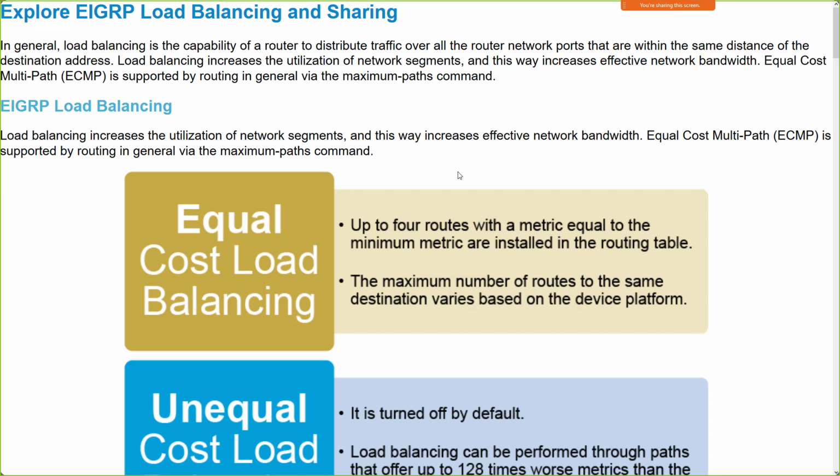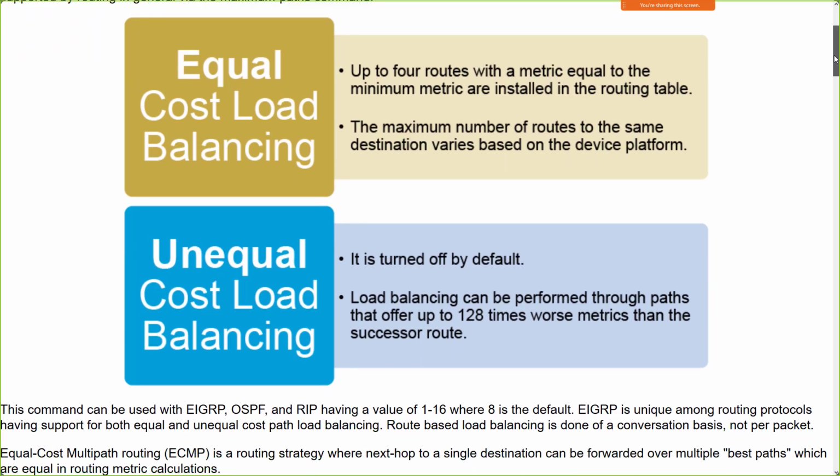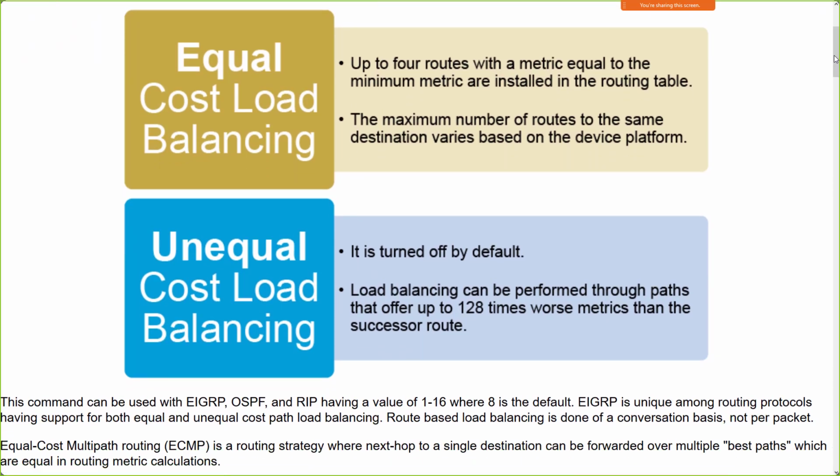Equal cost load balancing, up to 4 routes by default. It can be modified up to 16. 16 paths by default with IPv6, up to 64. But the maximum number of routes really depends on what that maximum path setting is set to. This is called ECMP, Equal Cost Multipath Routing, right? Where we have the ability to load balance across equal cost paths. This is not unique to EIGRP. OSPF does the same thing. BGP doesn't, because BGP is a completely different type of protocol.